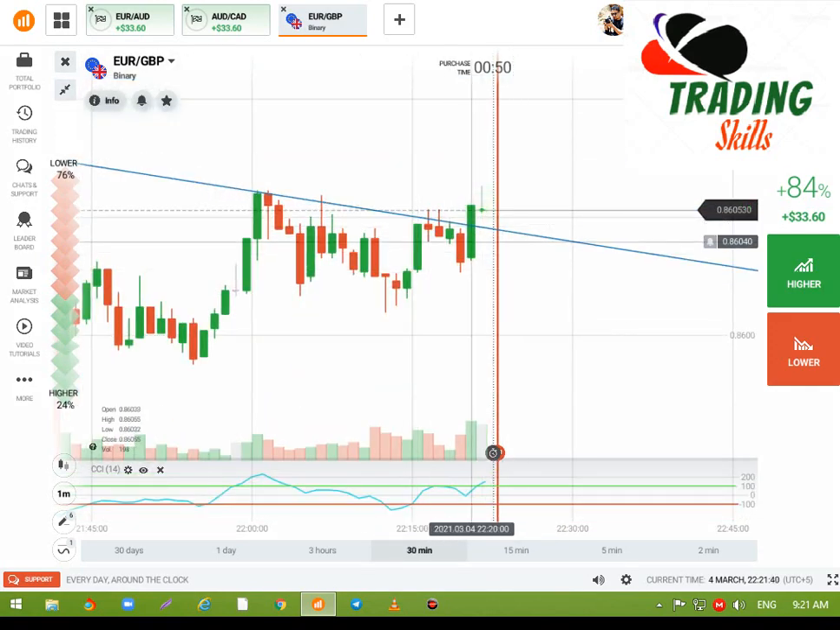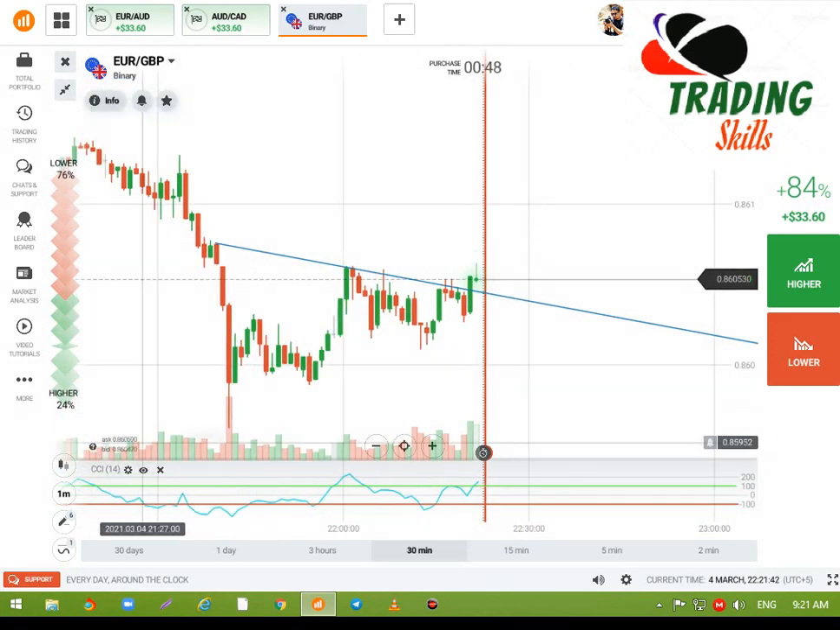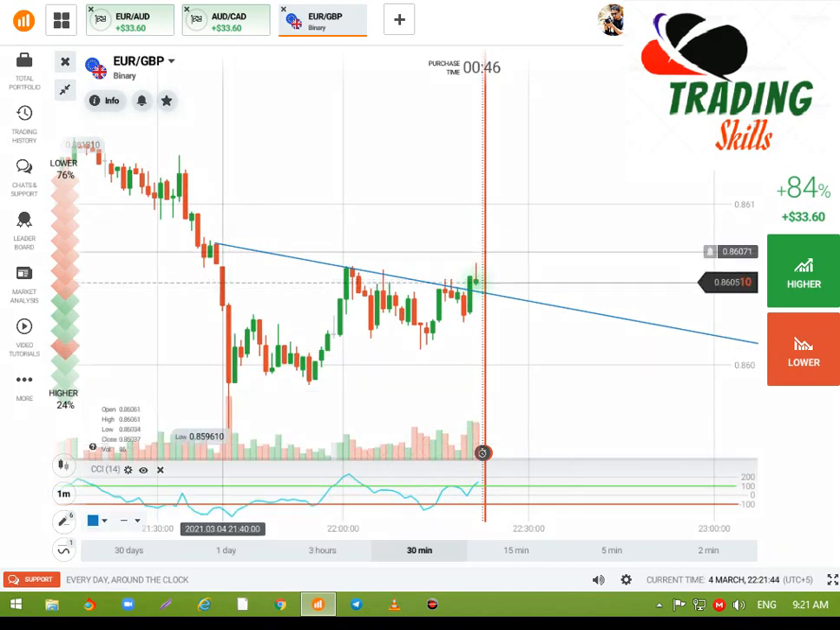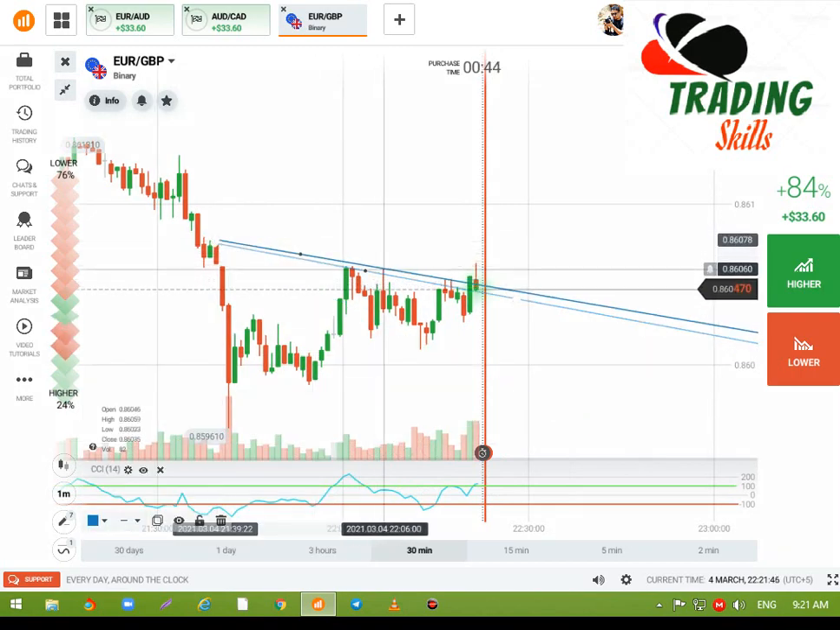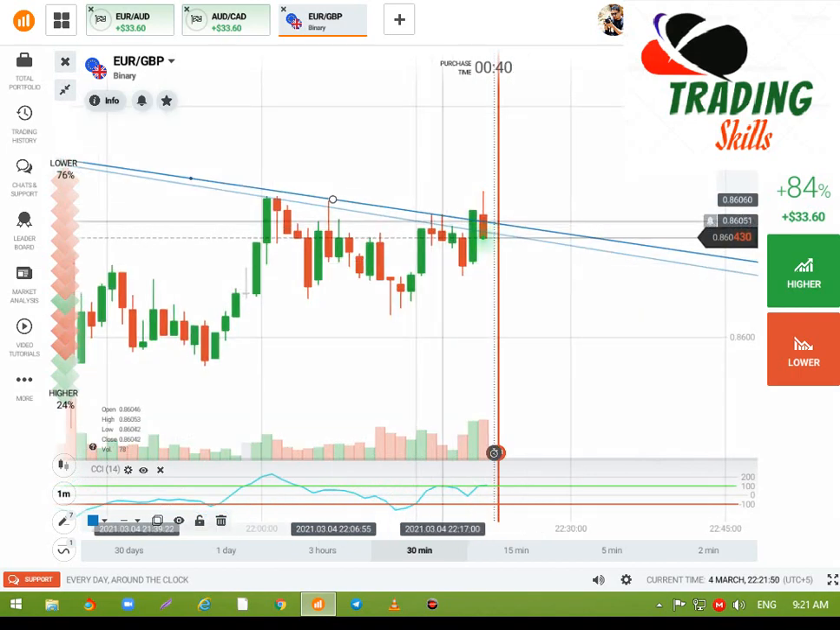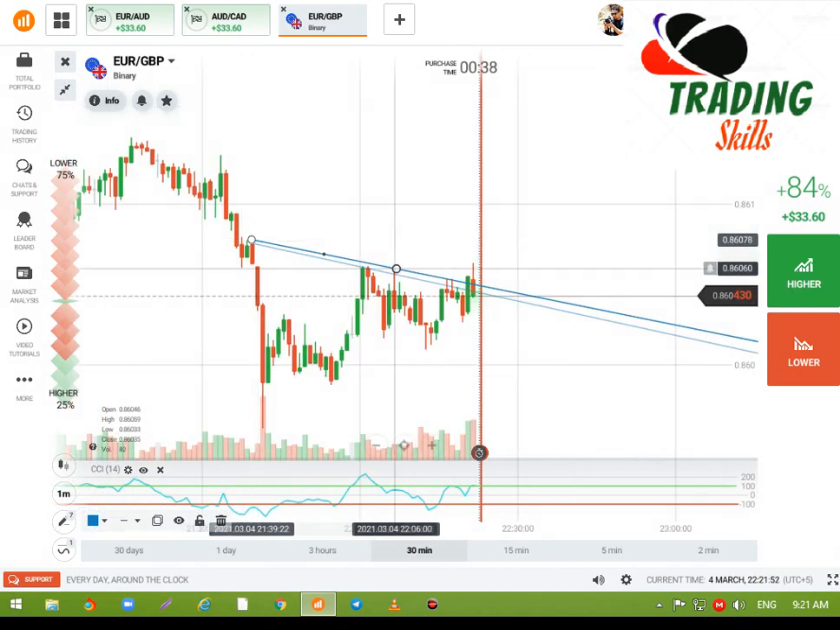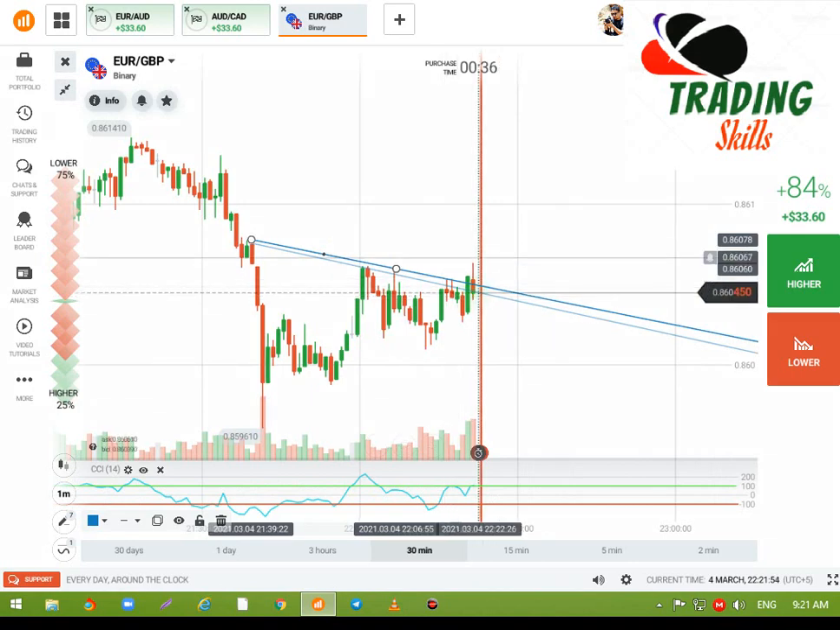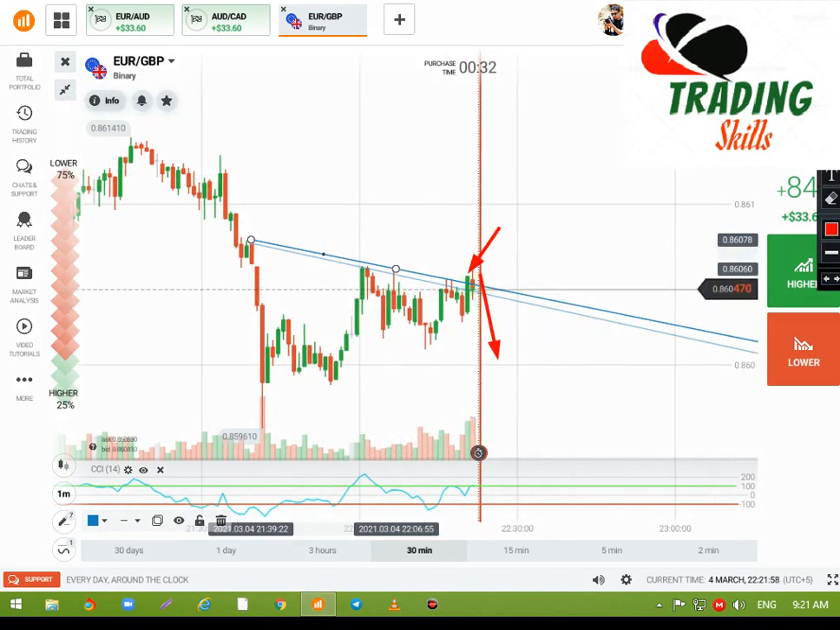Now you can see here, can I trust this level? Now just see, market broke this area again, so history showed us that this was a strong level. So again sellers are entering into the market.